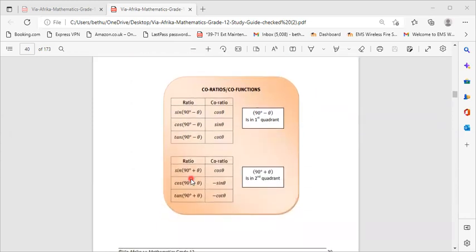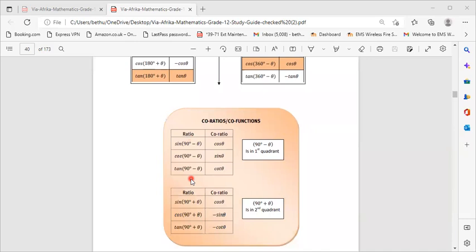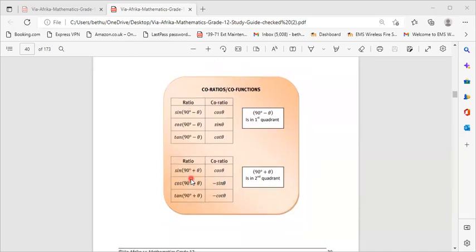Next concepts that are also called reduction formulas would be our co-ratios, or also called co-functions. These are as follows. Remember that we have 90 degrees minus theta, which I said that it is in the first quadrant, right? So sine, open bracket, 90 degrees minus theta, close bracket, is equivalent to cos theta. Cos 90 degrees minus theta is equivalent to sine theta. Tan 90 degrees minus theta is equivalent to cot theta.